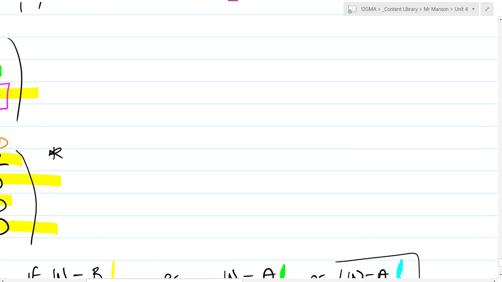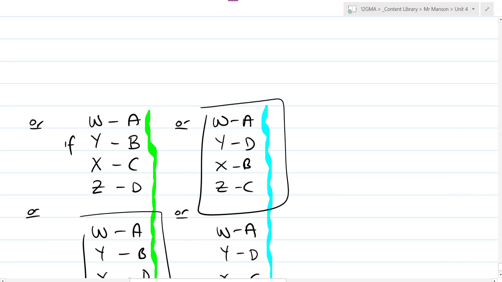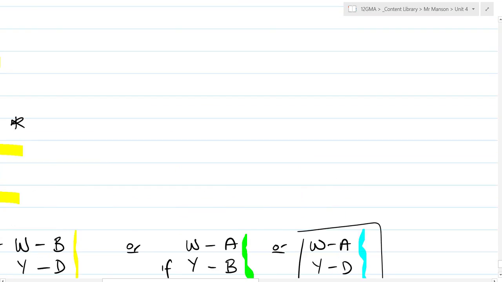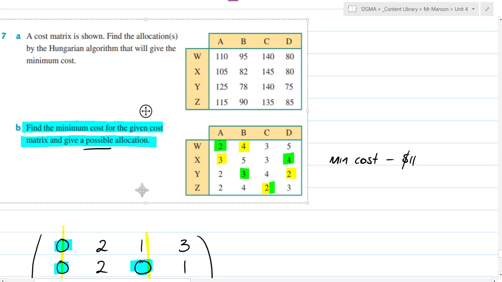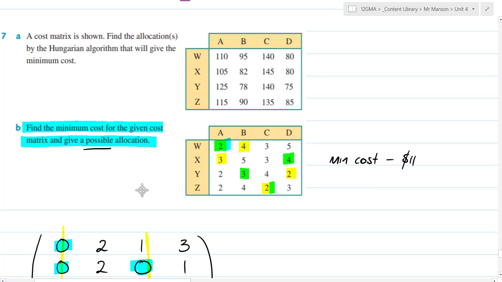Surprise, surprise. And let's have a look at the other one. A, D, B, and C. Z is C a lot in all the choices I'm making. 2 plus 2 plus 2 plus 5 is 11 again. So we've got 6 ways of getting a minimum cost of 11.